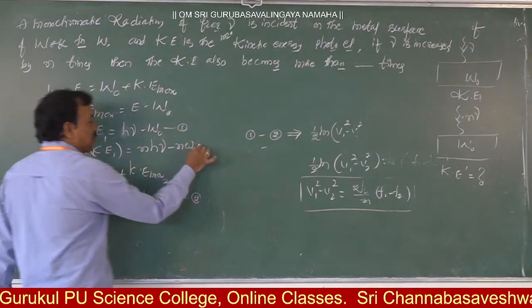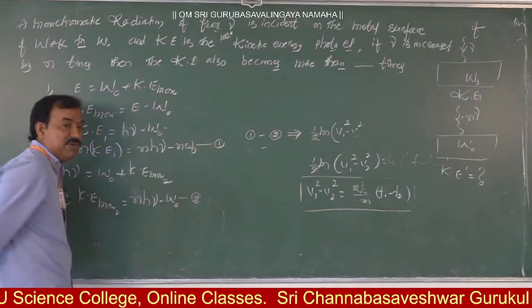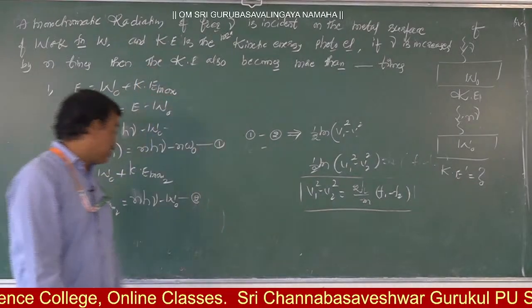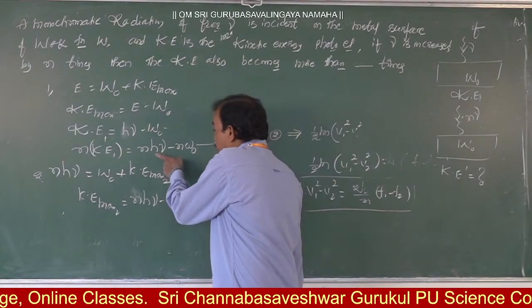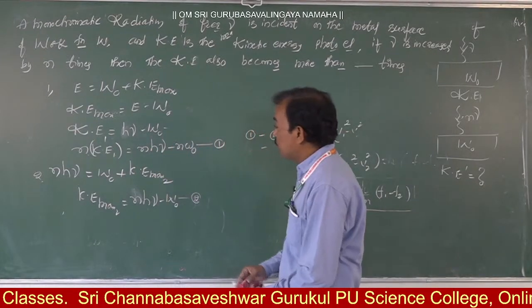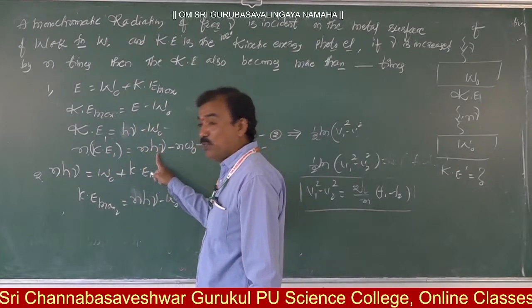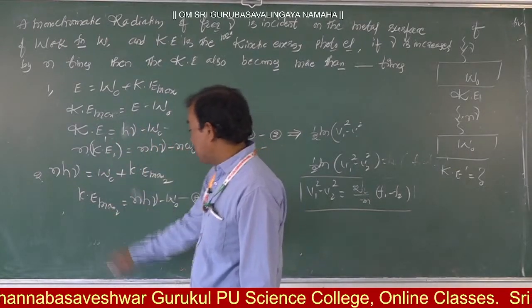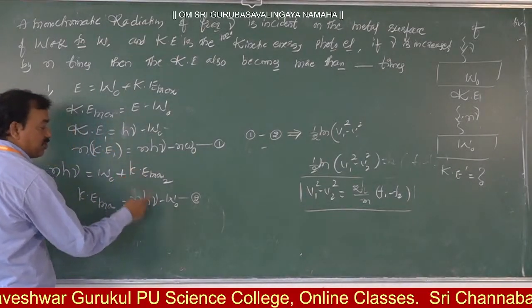Now you have to remove this equation 1, no need. Simply equation 2 is equal to n into h nu only. Again you should multiply with n only. So now equation 1 is equal to n into Ke1, which is equal to n into h nu minus n into W naught. Again, what is that equation here? Ke maximum 2 is equal to n h nu minus W naught.